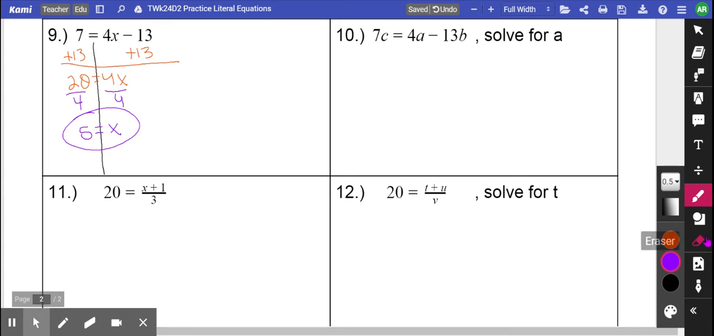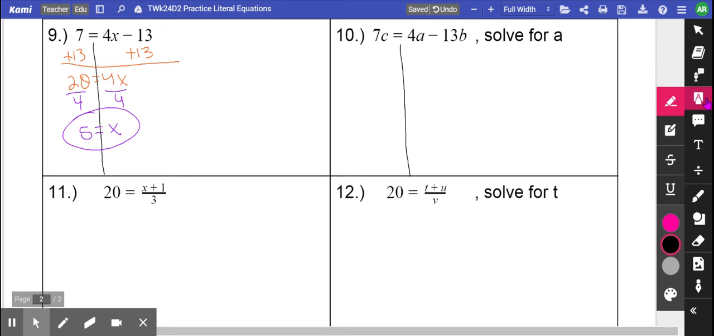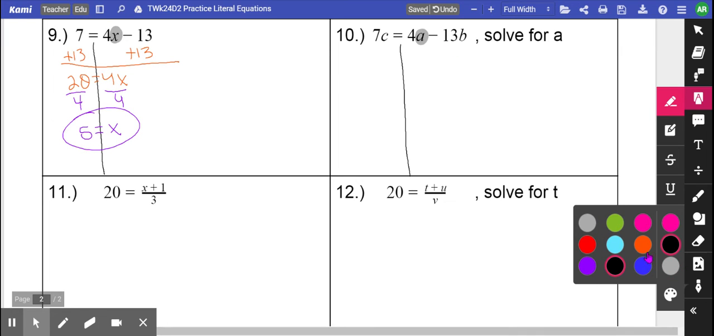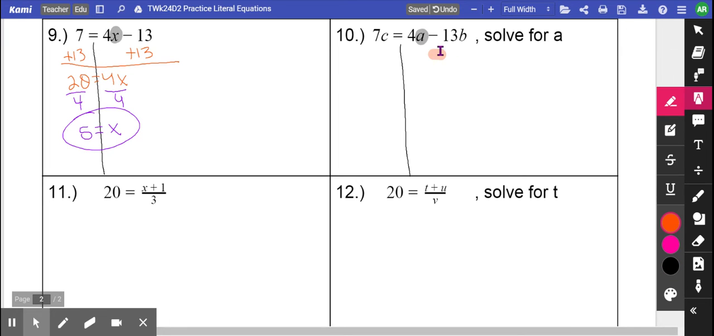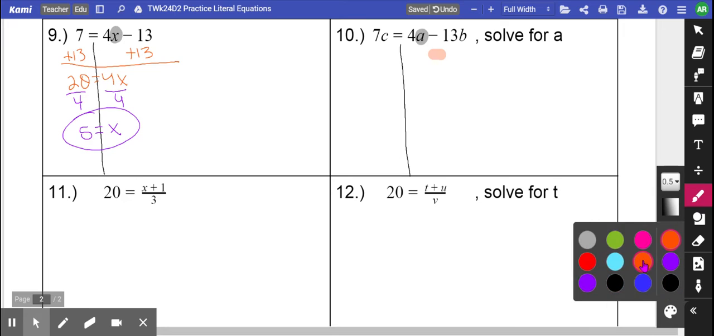For number 10 here, this is our literal equation. I tacked on a letter C to the number 7. I tacked on the letter B to the 13 from number 9. And then I tacked on an A instead of an x. But we're still solving for that same location, that same spot we did in number 9. So we're going to do the same steps. If we add 13 in number 9, we're going to add 13b in number 7. I'm sorry, number 10. Sorry.